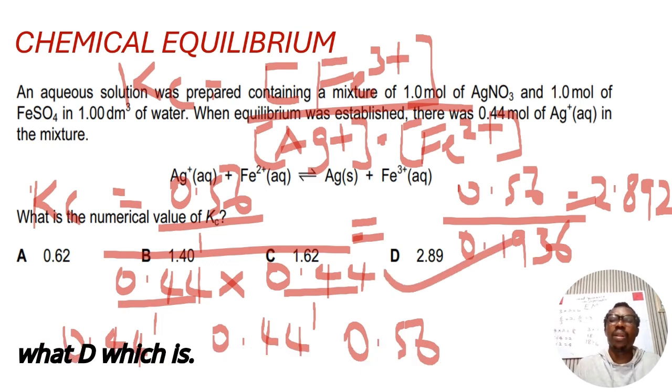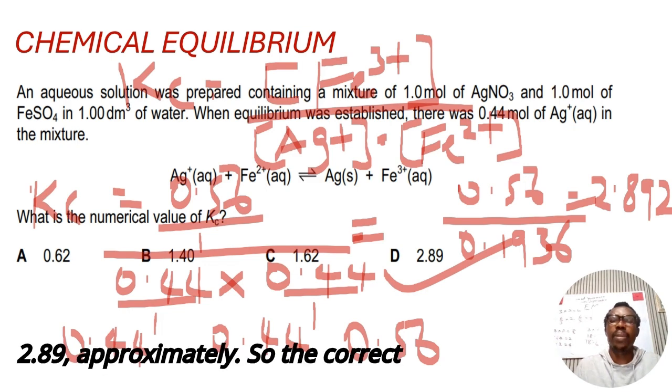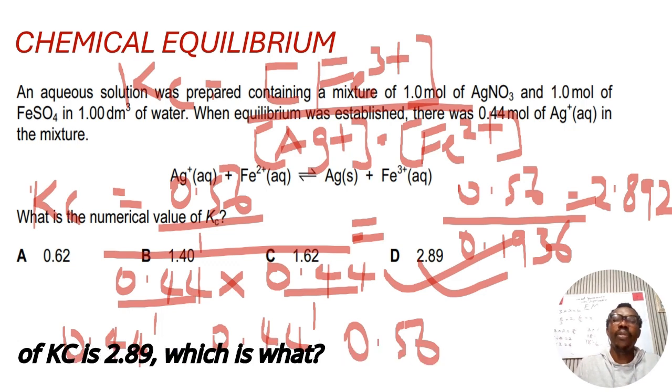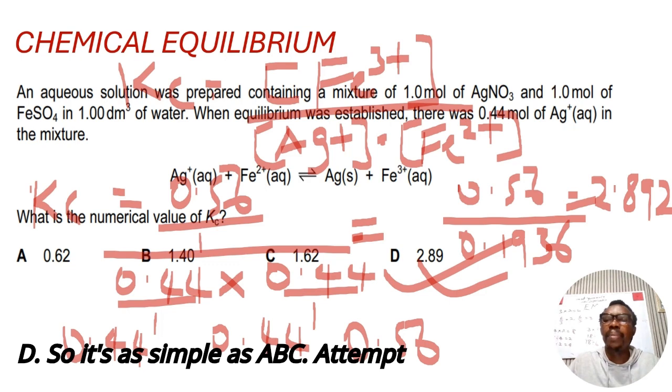D, which is 2.89 approximately. So the correct answer is what? D. So the numerical value of Kc is 2.89, which is what? D. So it's as simple as ABC.